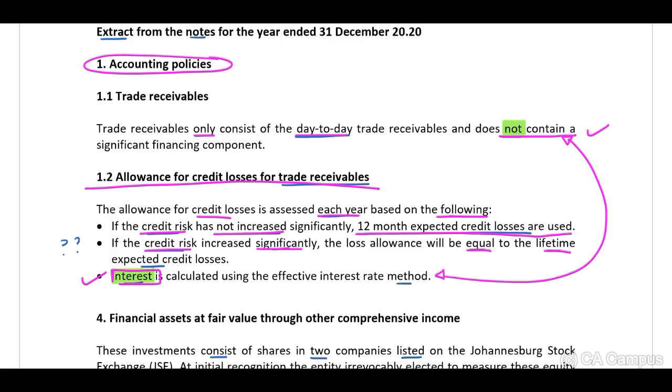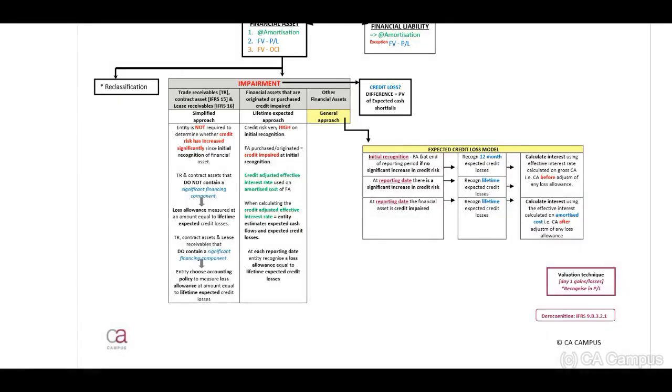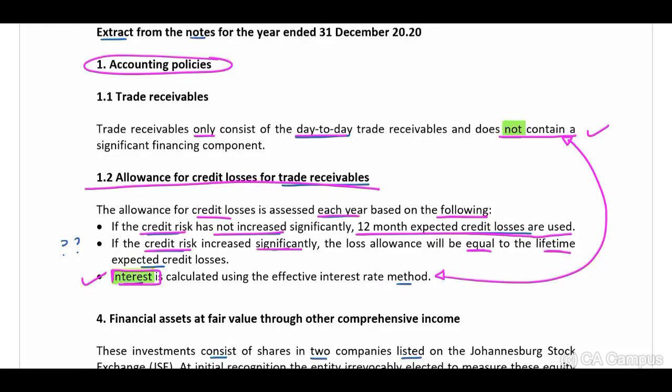Now, when you refer to our principles on our revision page, I think this is about page 3 or so, we have identified our trade receivables will be based on our simplified approach, the impairment. And then when there is no significant financing component, our loss allowance should be measured based on the amount equal to our lifetime expected credit losses. Do you see guys? Therefore, it is important in the accounting policy, they have indicated to us, if the risk does not increase, we will use our 12 months. Now this is incorrect, we can't say this.